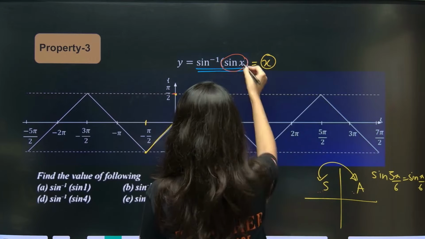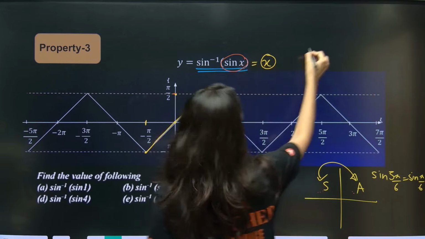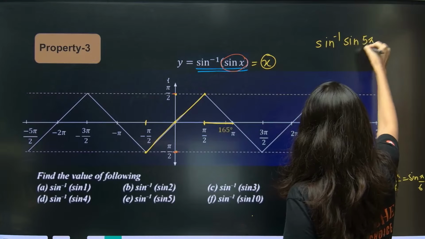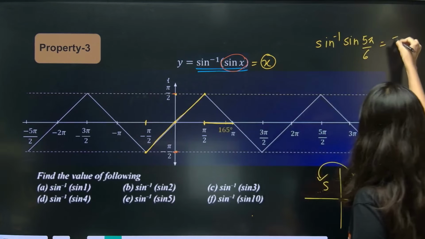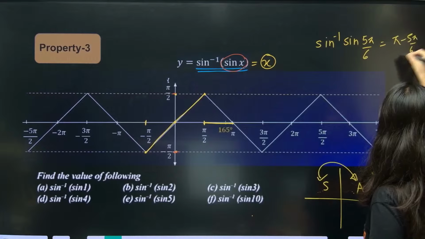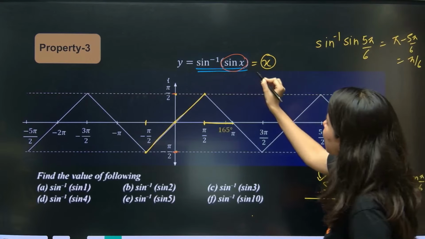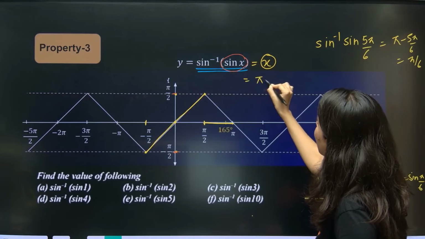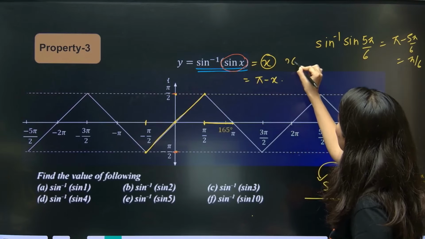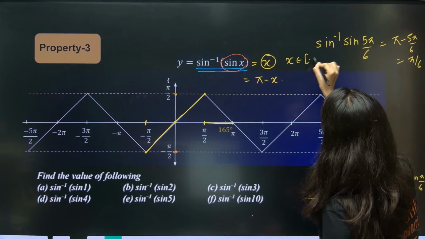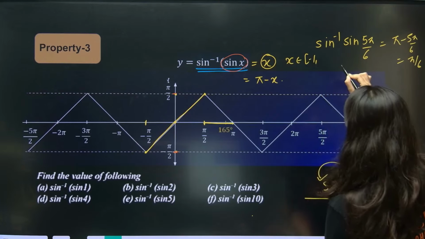So if your x over here is 5 pi by 6, tell me, sine inverse sine 5 pi by 6. Your answer will be what directly, ma'am? Pi minus 5 pi by 6, that is pi by 6. So basically, your sine inverse sine x will become pi minus x. This is for x belongs to minus pi by 2 to pi by 2.